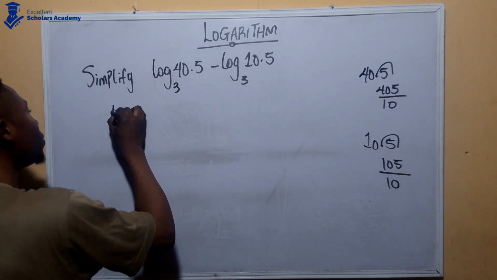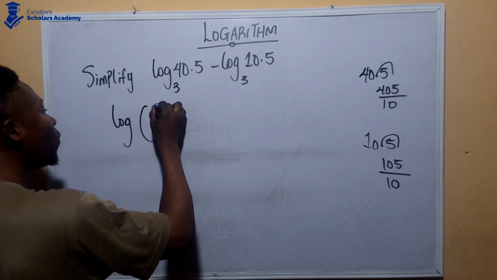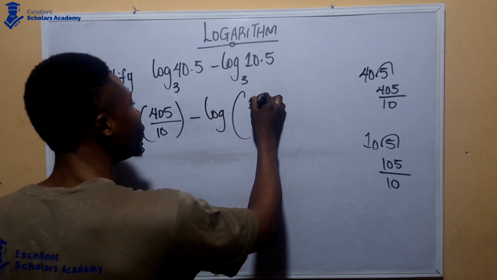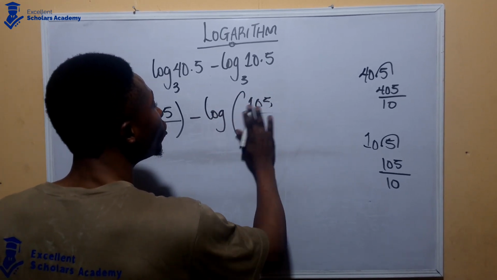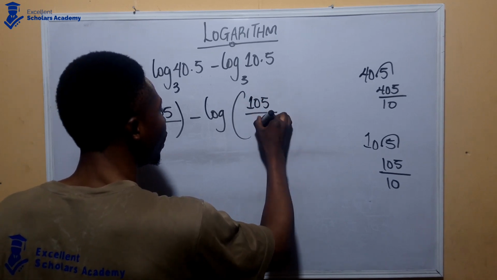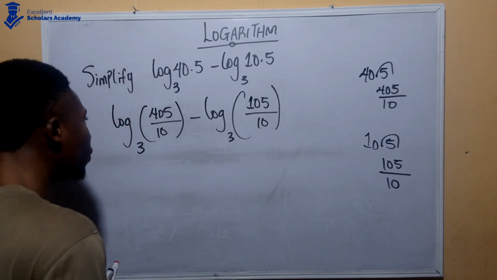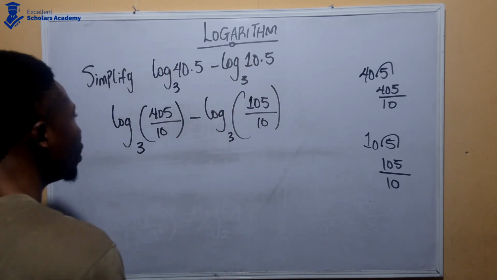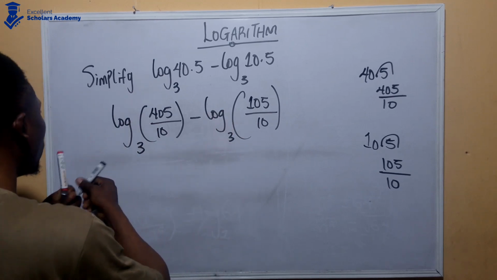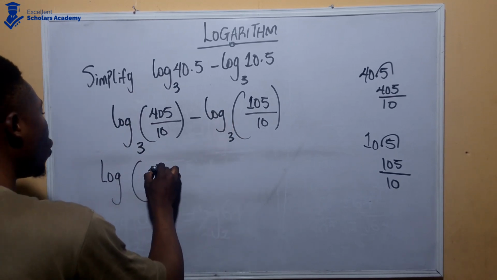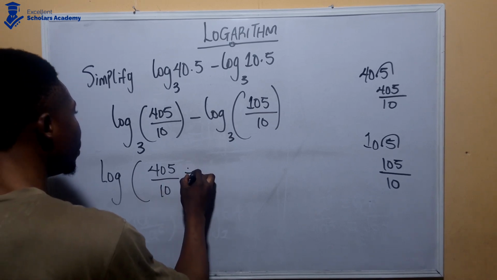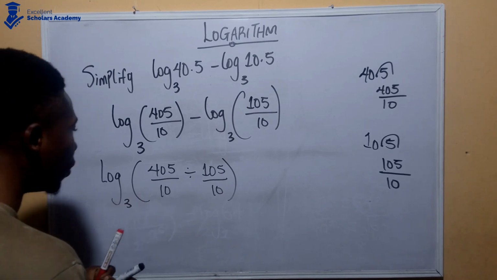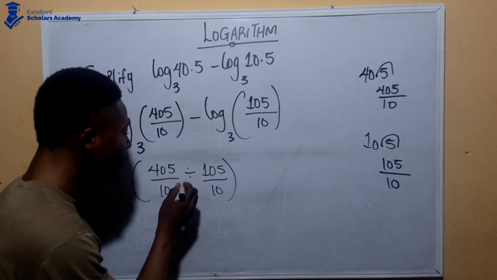So you come back here. So this becomes log 405 over 10 base 3 minus log 105 over 10 base 3, right? Now, you're going to bring them together into one log, as division. So it becomes what? Log 405 over 10 divided by 105 over 10, all to base 3. Now, division must change to multiplication, all right? Division must change to multiplication.